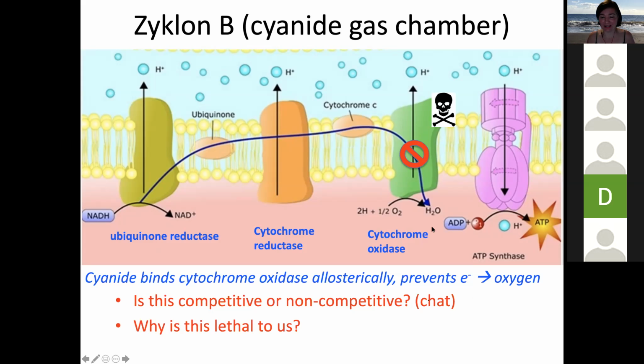And if we can't put electrons on oxygen, then we can't pass electrons down this chain. We can't set up this hydrogen concentration gradient. And since there's no hydrogen concentration gradient, or the gradient dissipates, this stops working. We stop making ATP. And even though we can still do fermentation, it's not enough for us.